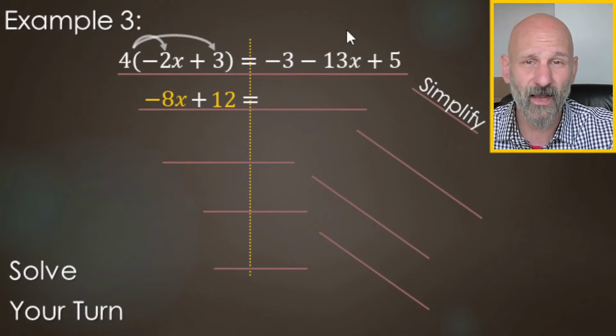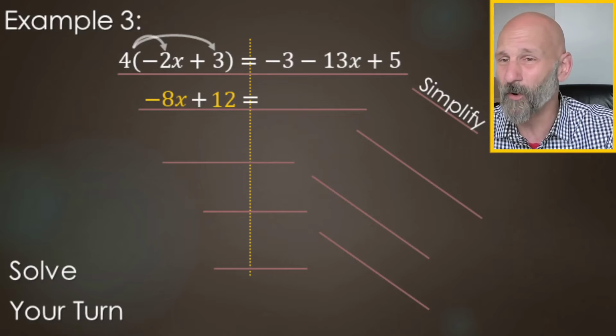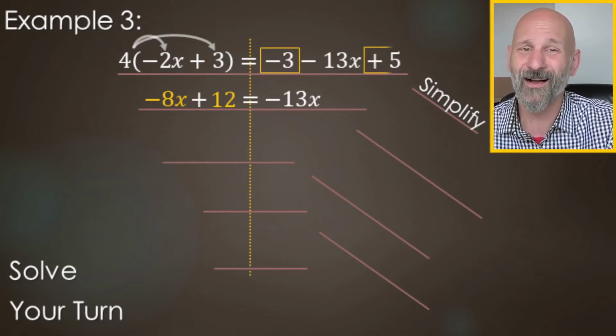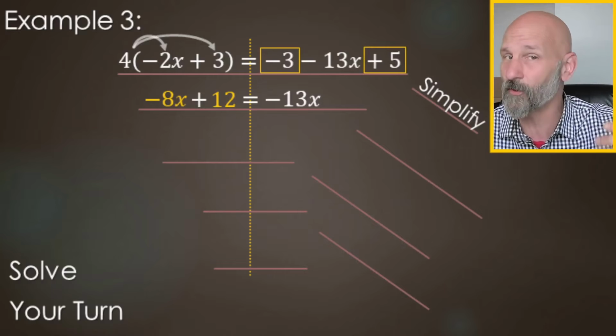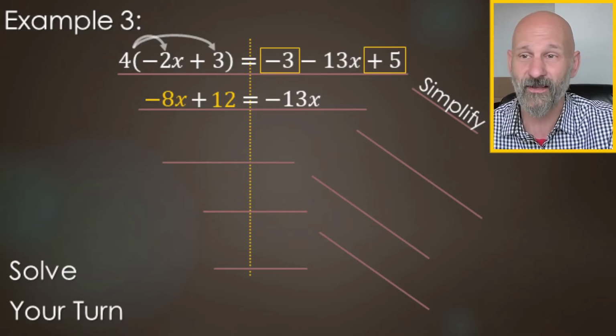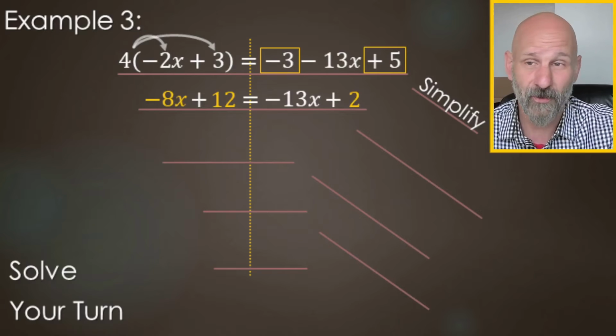Now the right-hand side, that's got some like terms that need to be added. So we only have one x term, that's the negative 13x, and then we have 2 constant terms, and those can be added, or in this case, subtracted together. So negative 3 plus 5 is the same thing as subtract 3 from 5, or 5 minus 3.